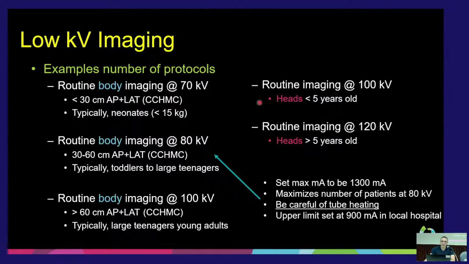And then, of course, as we've already talked about, we image all of our patients under 5 years old at 100 kV and everyone over 5 at 120. But we've already talked about it. I just wanted to throw this slide in there because we had this conversation yesterday.